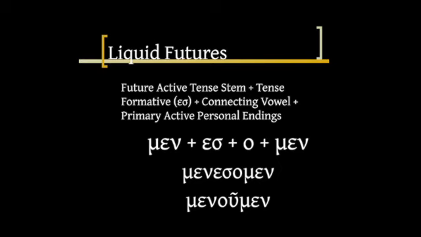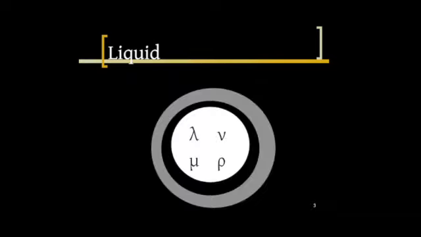And the indicator that you're dealing with a liquid future is the circumflex. And so whenever you see a circumflex, that should be an indicator that you're dealing with some type of contract. These are our liquid verbs, our liquid letters, I should say. If you have one of these letters, a lambda, a mu, a nu, or a rho at the end of the stem, then you're dealing with a liquid future.